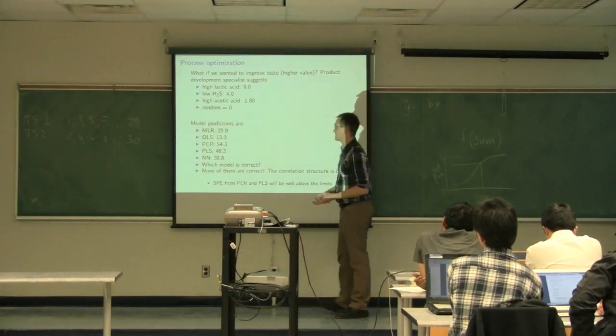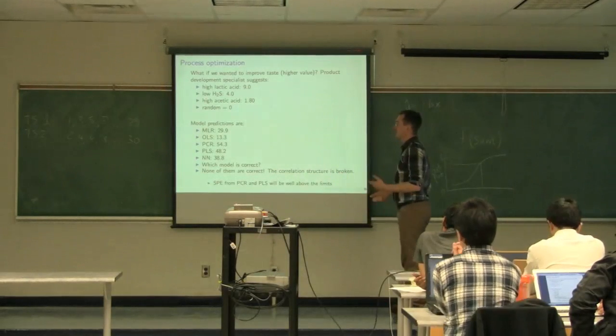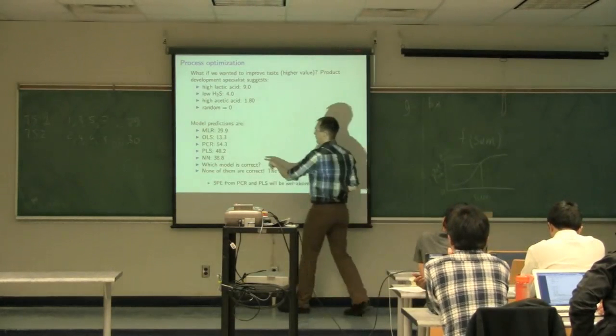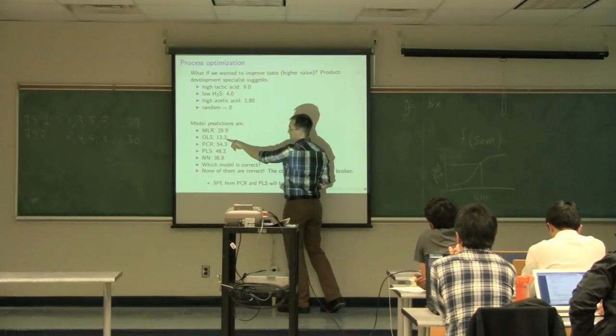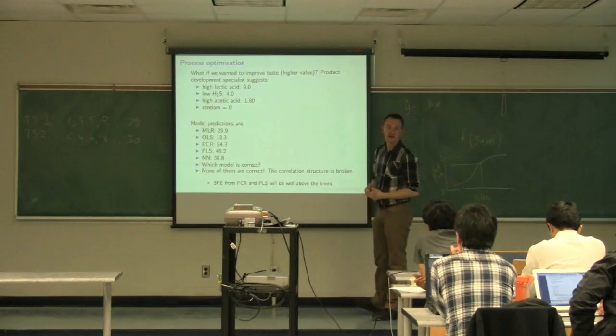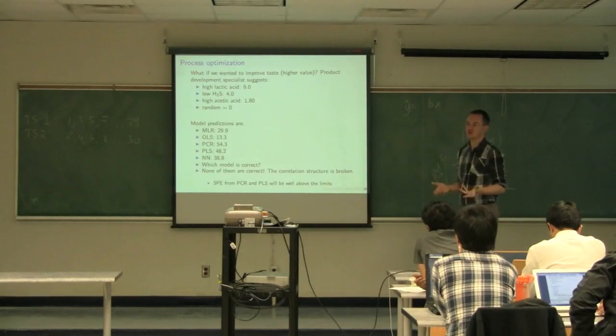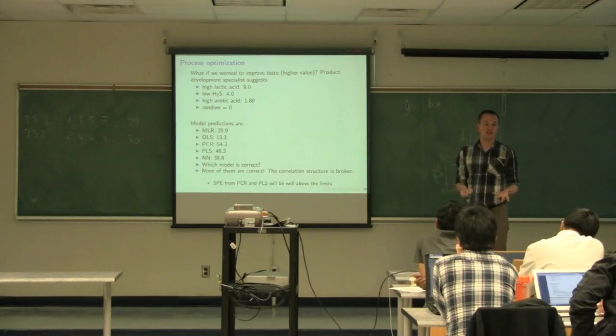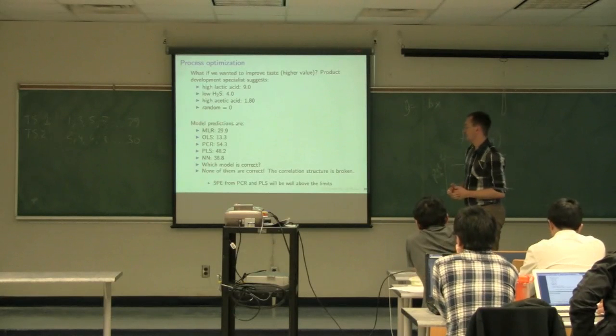Multiple linear regression gives us a taste of 30. The H2S model with a single variable in the X space gives us 13. Principal components regression tells you you're going to get a taste of 54. PLS is 48, the neural network is 38. Which one of those do I believe? I'm getting so many conflicting answers from that.